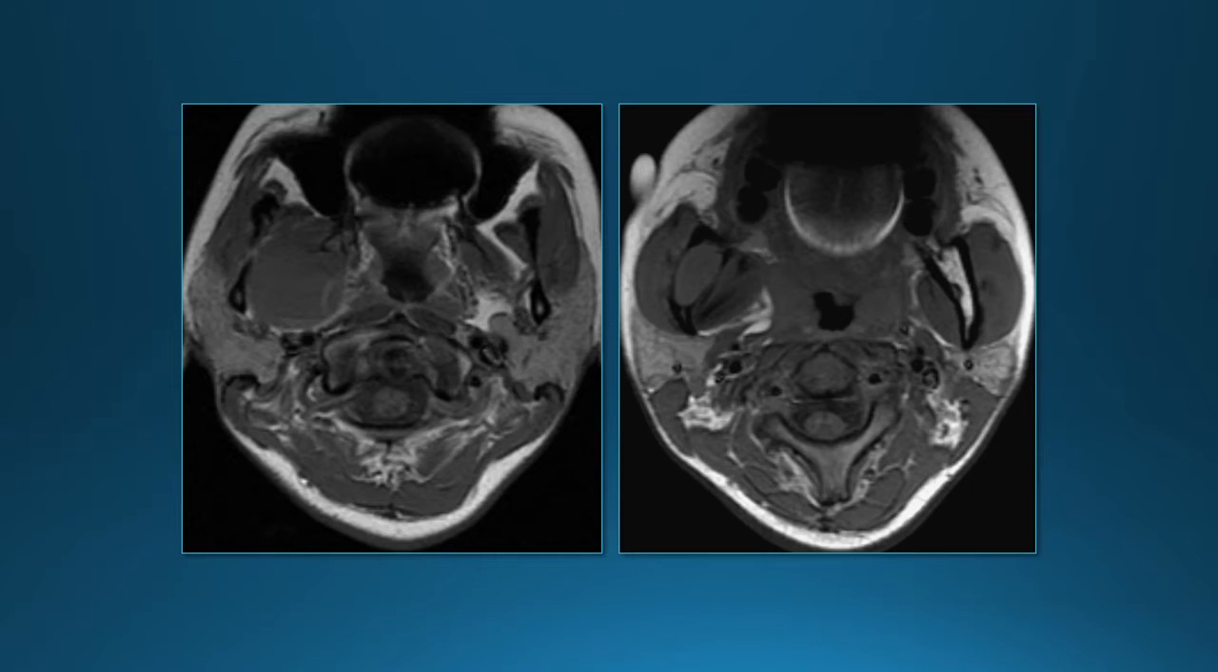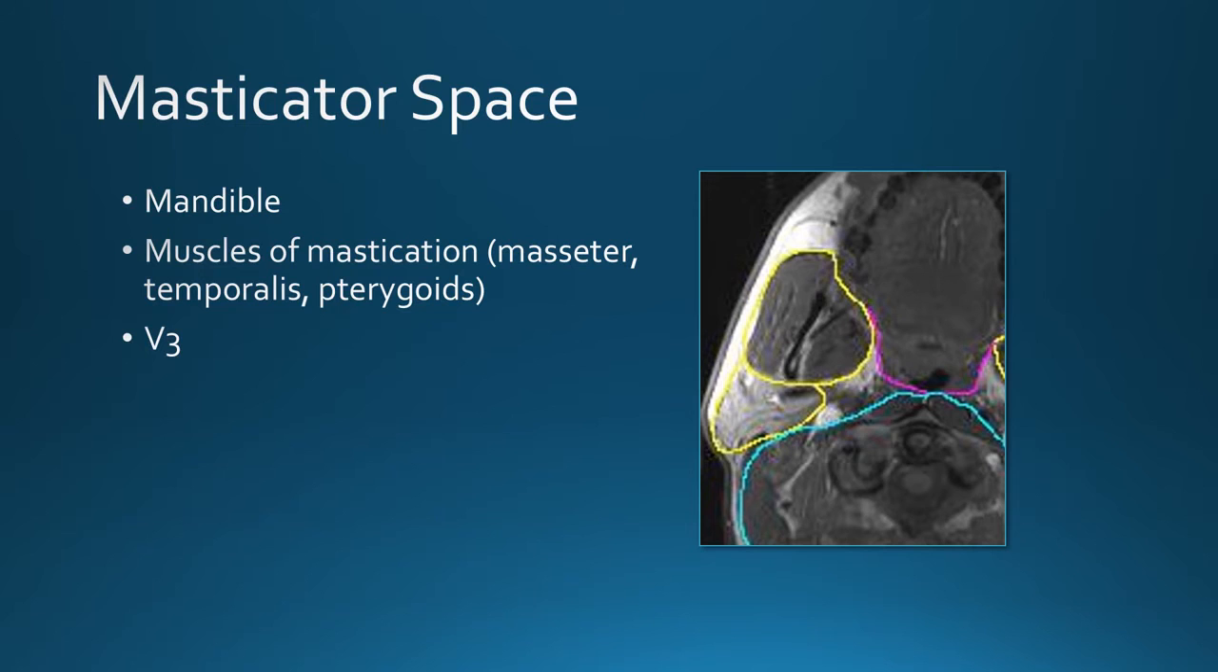Okay, so now we're going to look at some of the spaces individually. We'll start with an example. Here we have a mass. We can see it out here, involving the muscles of mastication here, also involving the mandible. So what we're dealing with is a mass in the masticator space. All right, so the masticator space has several structures: the mandible, muscles of mastication, masseter, temporalis, and pterygoid muscles, and the V3 division of the 5th cranial nerve.